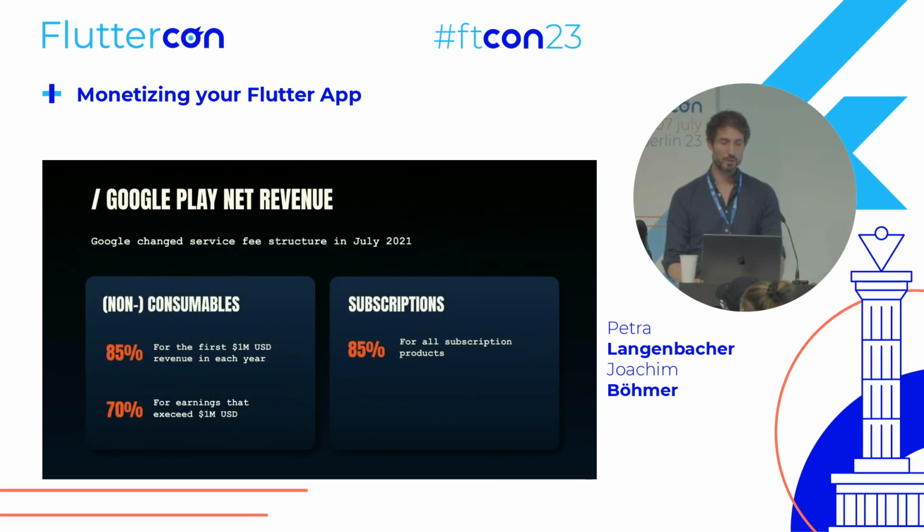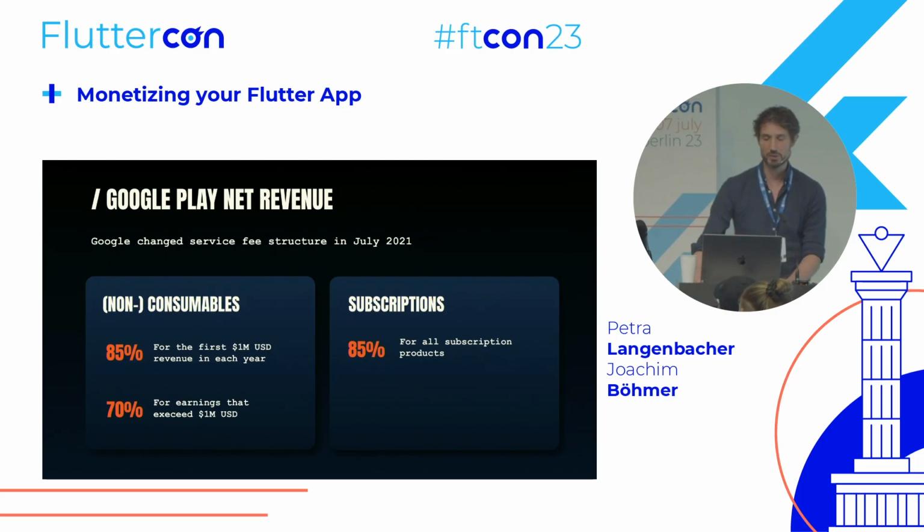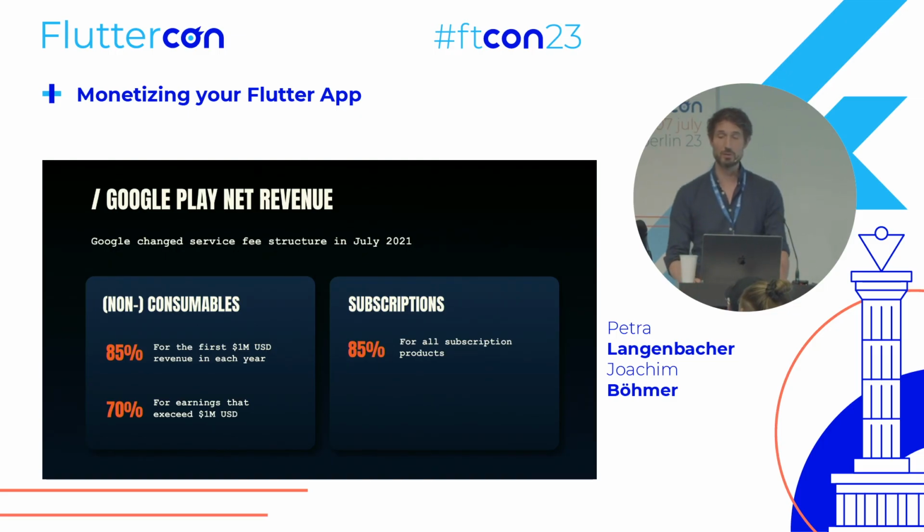Also, the Google Play Store changed the service fee in July 2021, but the revenue distribution there is a little bit better for you as a developer. With Google Play, you will get an 85% share for the first $1 million that you earn in each year. And as soon as you exceed that annual revenue, Google will receive a 30% share, and you only get the 70% share of this additional revenue that you make above that 1 million.